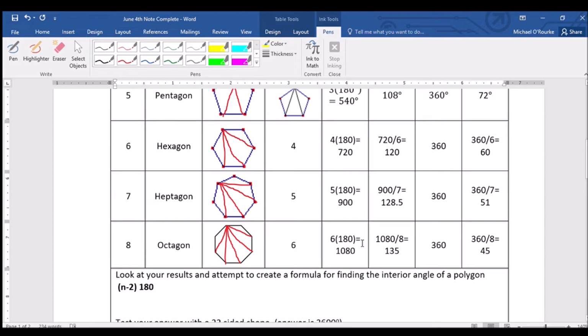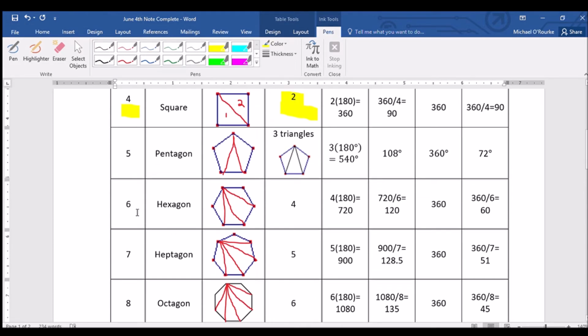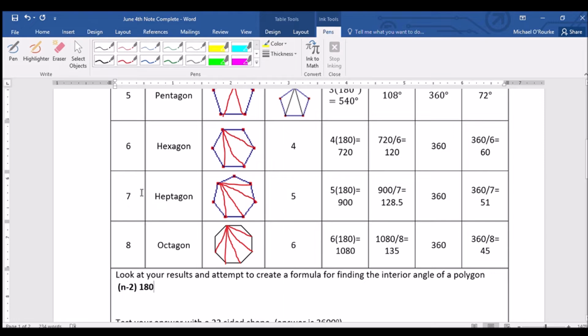So if I go here, I have a 6-sided shape. How many triangles are in a 6-sided shape? 4. There's 2 difference between there. 7-sided shape, how many triangles do I have? I have 1, 2, 3, 4, 5 triangles. So that's why I go 5 times 180.